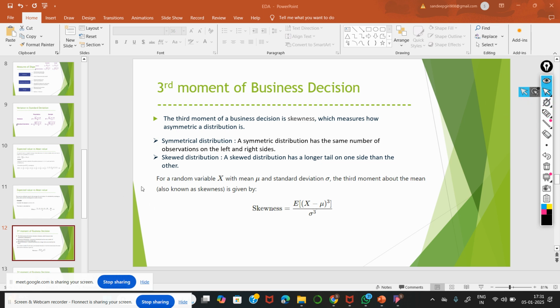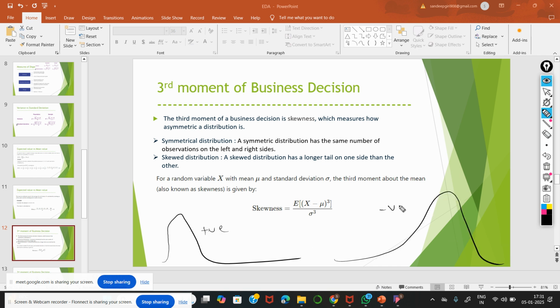Okay, so this is what skewness is. Now it is your job. I will give you two graphs. This one is positive skewness, this one is negative skewness. You tell me the relation between mean, median, mode in this case and this case. Think and tell me what it will be for positive and for negative.